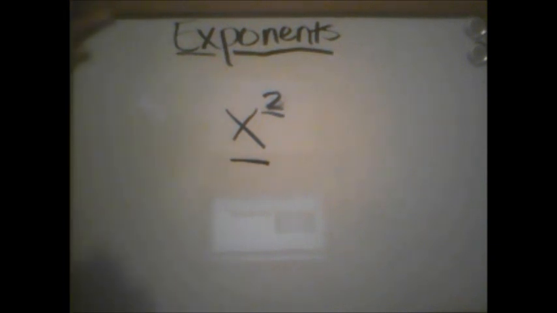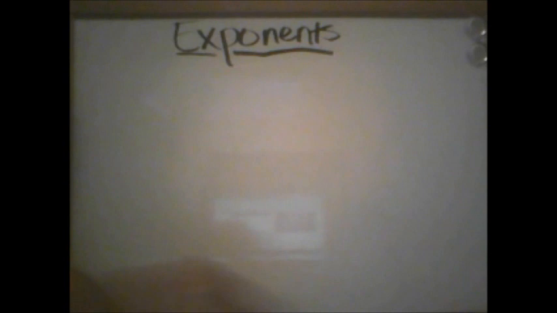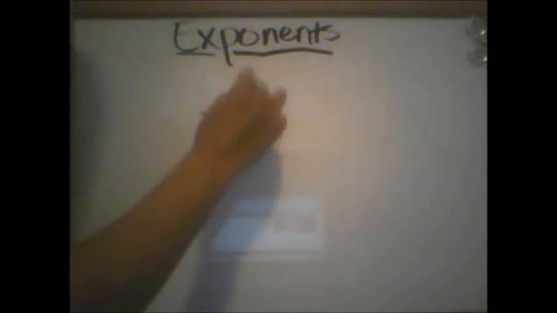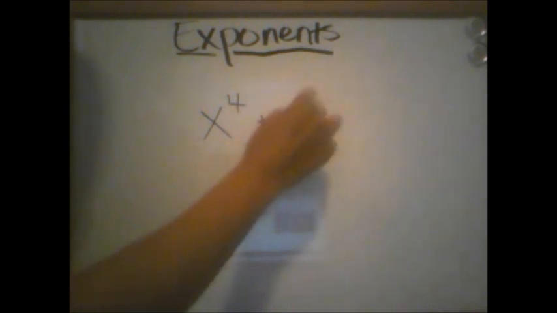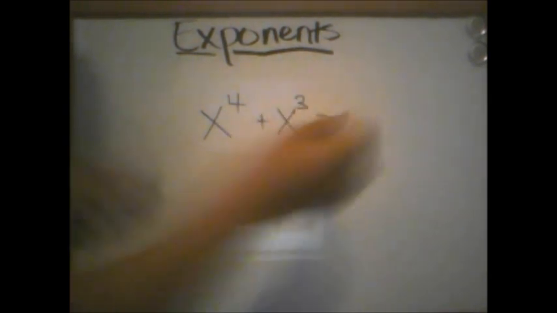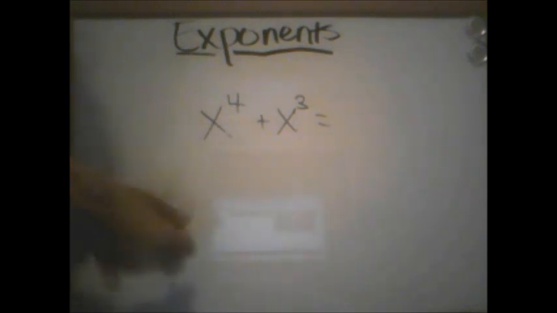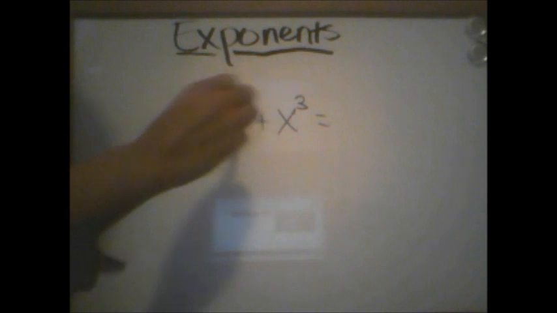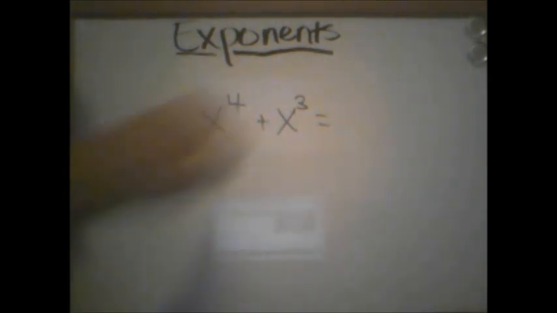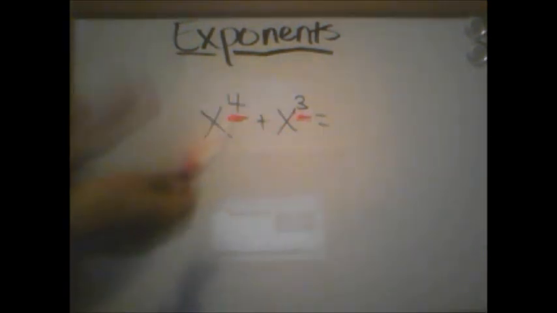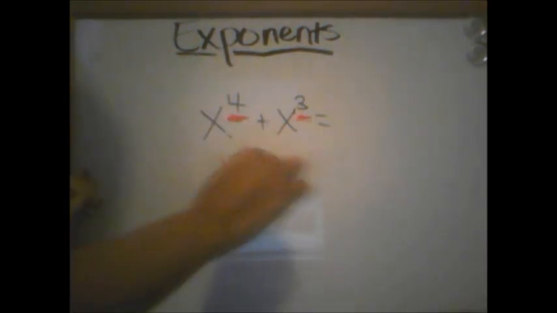Let's take an example really quickly. Okay, are those considered like terms? No, they're not. Why? Because the degrees are different. This one is to the 4th power, and this one is to the 3rd power. So the simplest form would just be to rewrite that.